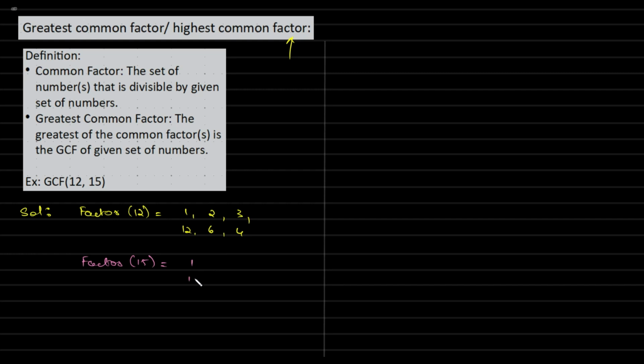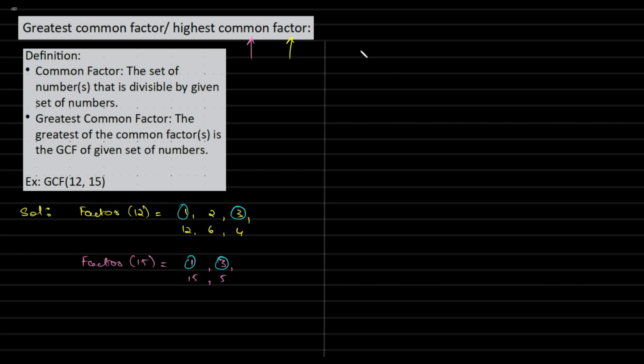For 15: 1 times 15 is 15, then 3 times 5 is 15. So all these are the factors of 15. Now, the factor part is done. The next part is the common part. What is common between these two? We have 1 and 3.